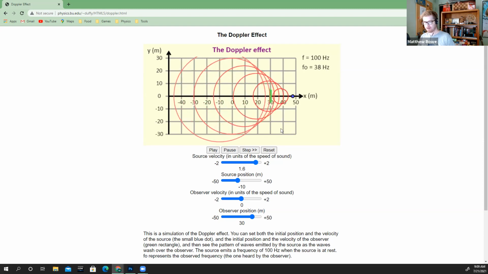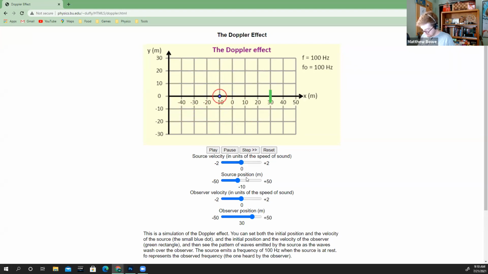Imagine my mouse right here as us on the ground. If we were right here on the ground, look at all of those waves colliding and approaching us. They'll cross our path all at the same time. Yeah, so there's that. What about if the source is moving away from the observer? Again, it's experiencing this spread out effect.